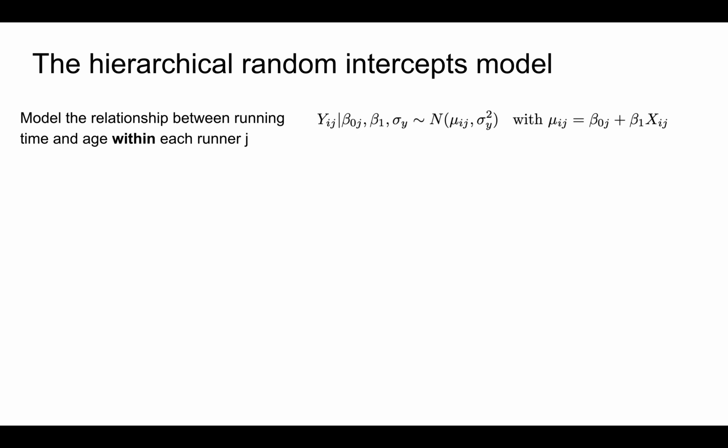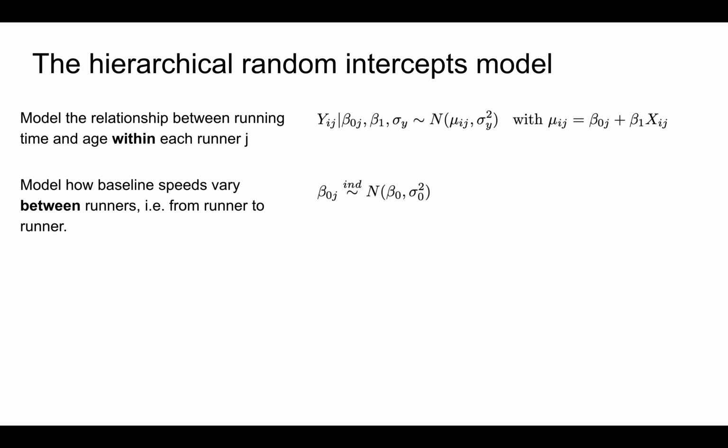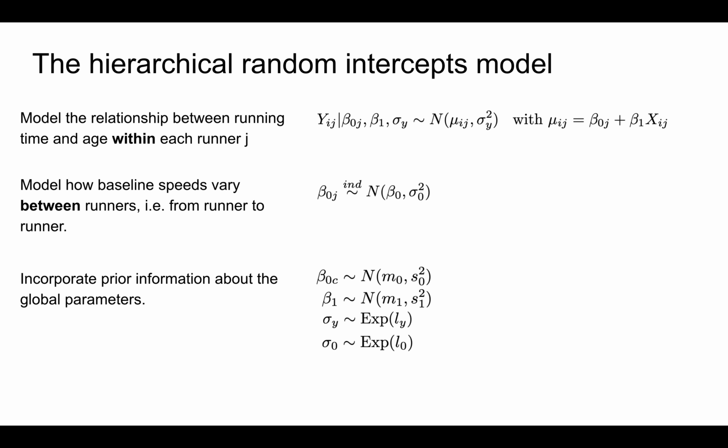In conclusion, our hierarchical model unfolds in 3 layers. The first layer models the relationship between running time and age within each runner j. The second layer focuses on the differences between the runners themselves. Specifically, it models how the baseline speeds vary from runner to runner. Finally, the third layer incorporates our prior information about the global parameters, hence the relationships between running time and age.